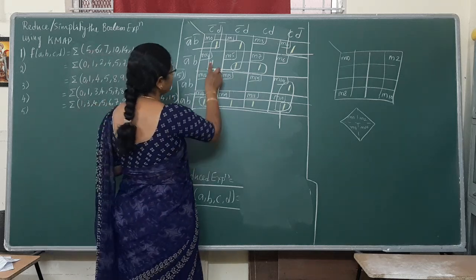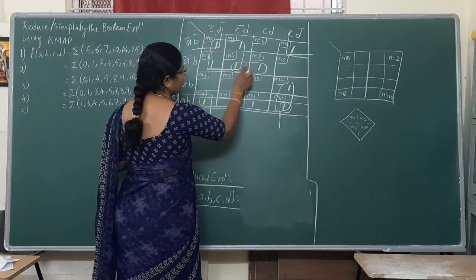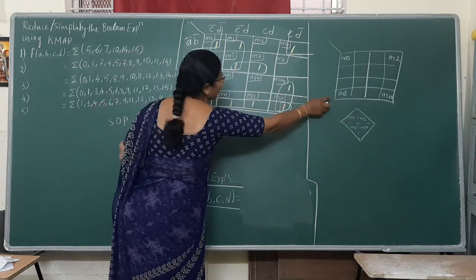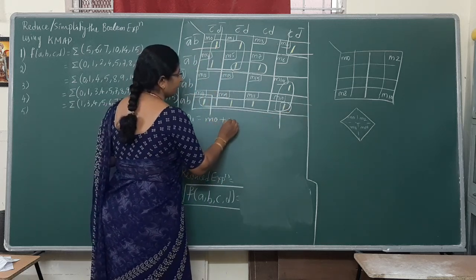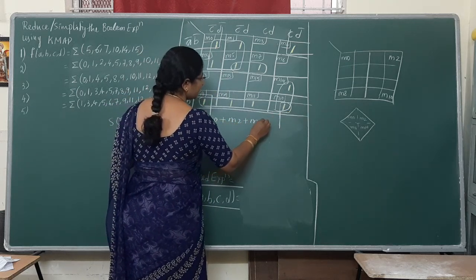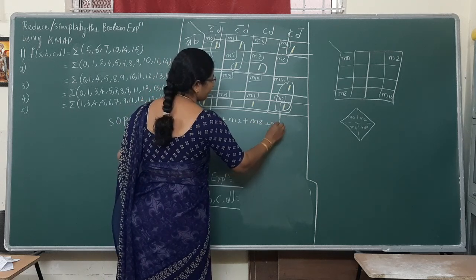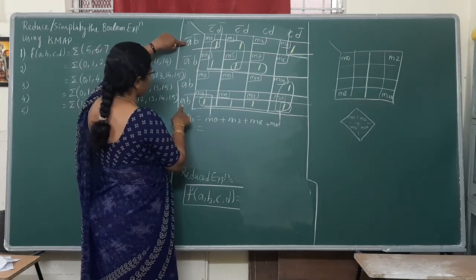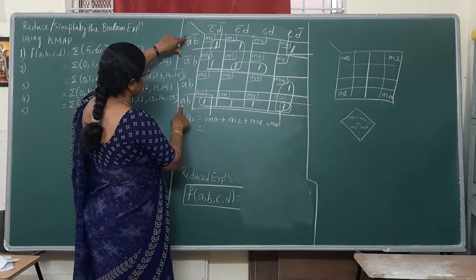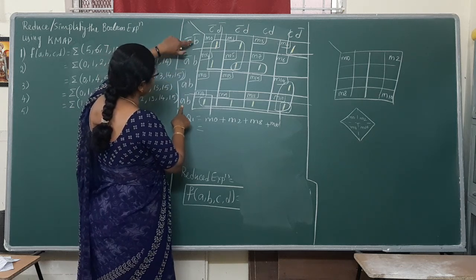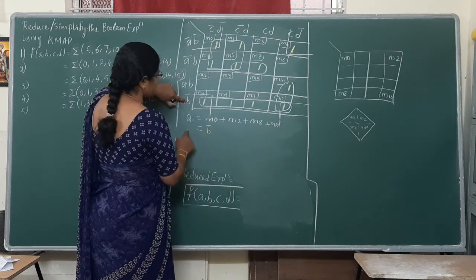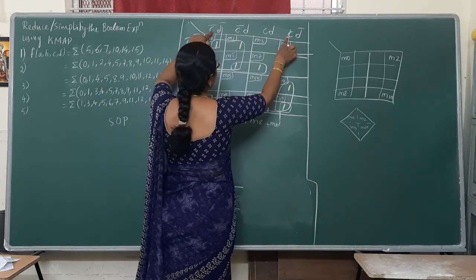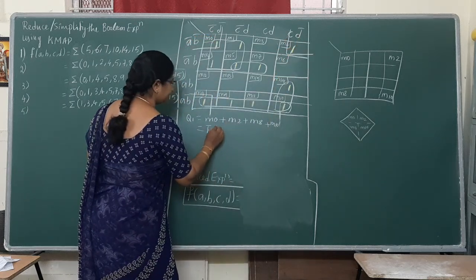So, how many quads did we get? 1, 2, 3 quads and 2 pairs. What is quad 1? This is quad 1: M0, M2, M8 and M10 is a quad. What will you get among these? That is the first row and the last row. What is the common variable? A complement, A gets cancelled. B complement is common. Among these two columns, C complement, C gets cancelled. D complement is common.